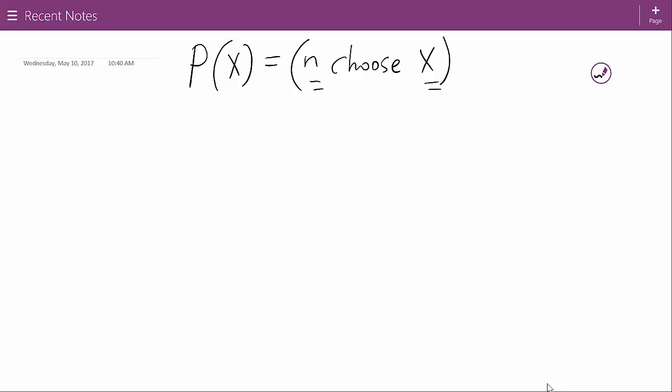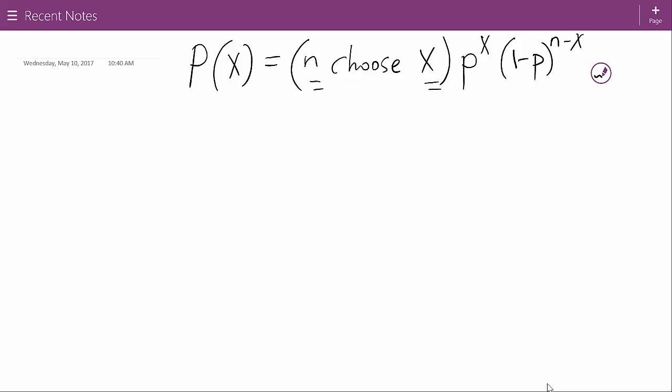Every success happens with a probability of P, and because the trials are independent, I have to multiply them. So that makes P to the power of X, the number of successes. The rest of them are failures, and a failure happens with a probability of 1 minus P. So I have to raise that to the power of N minus X. So that's basically the general formula that we're going to use.